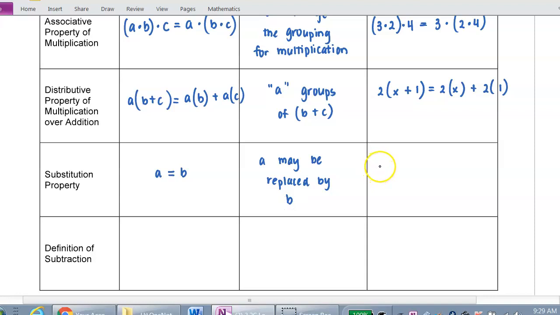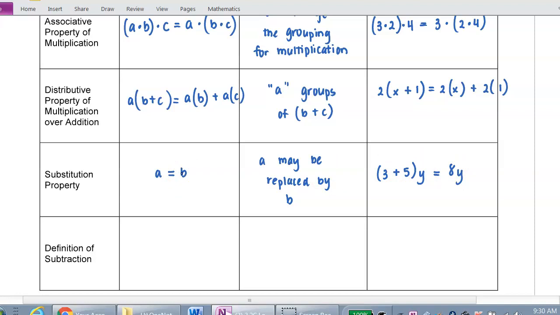And for example, the quantity 3 plus 5 times y is equal to 8 times y, because 3 plus 5 can be replaced with 8. The quantities are equal. So in our example here, 3 plus 5 would represent A, and 8, the sum of those terms, would represent B.